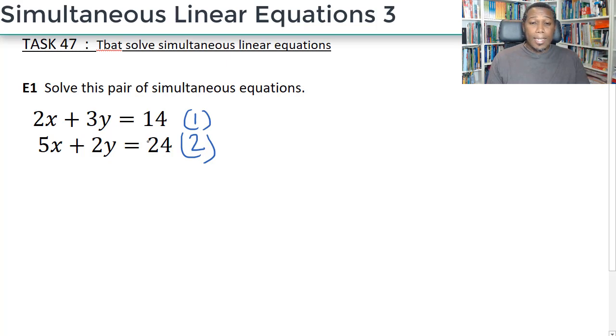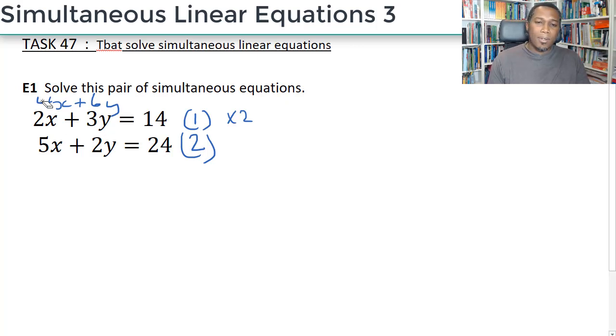And I run into a bit of a problem here based on the work we've been doing before, and maybe you've run into a problem as well. Because I'm thinking, well, I don't have the same number of y's to get rid of the y's. I don't have the same number of x's to eliminate the x's. But let's say I take equation 1 and multiply it by 2. Well, then I'm going to get 4x plus 6y. I still don't have the same number of x's. I still don't have the same number of y's. The y's I'm getting even more now.